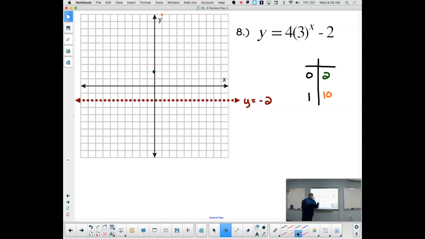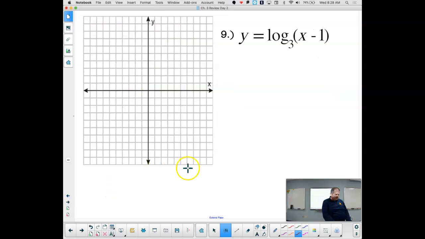This one is going to start here. It's going to be a growth, and it's going to grow rather quickly. Good? Love it. Okay. Go for it.